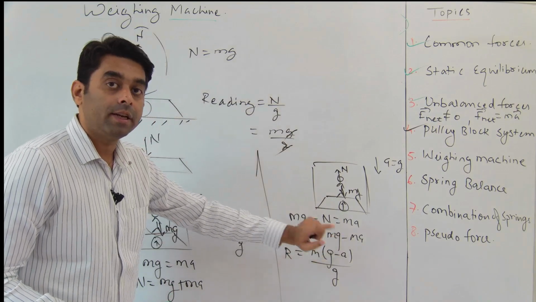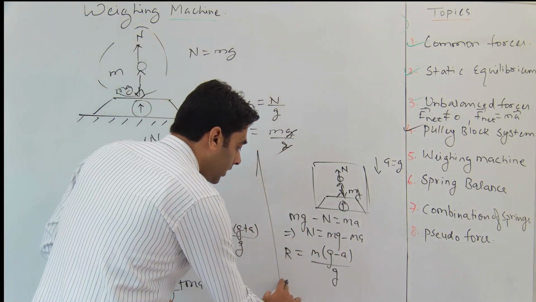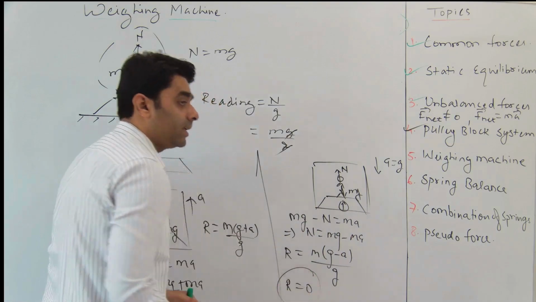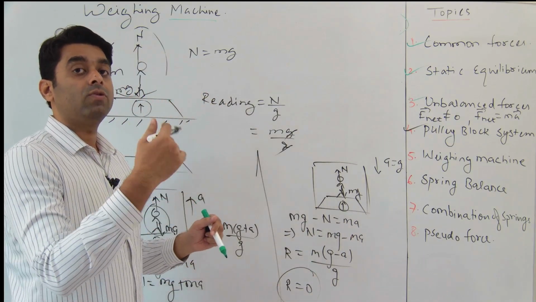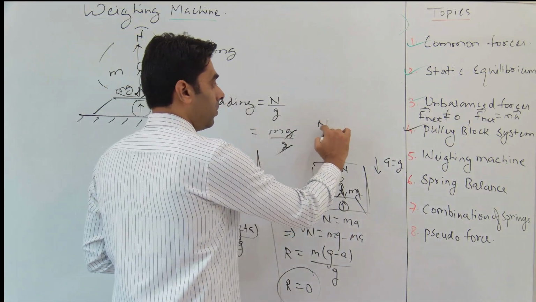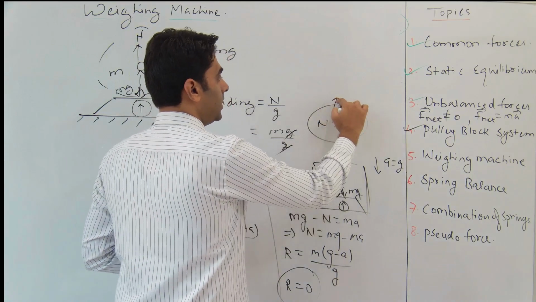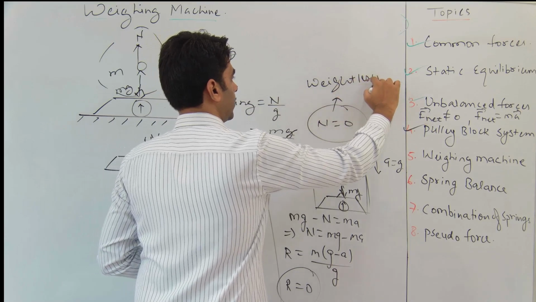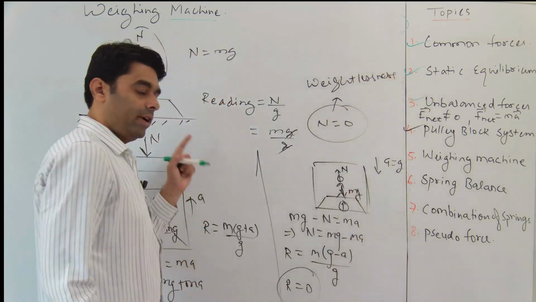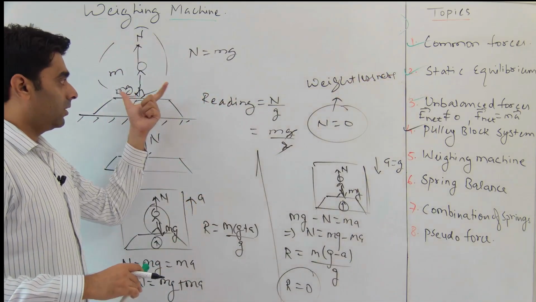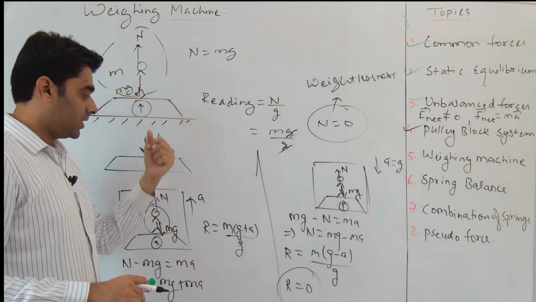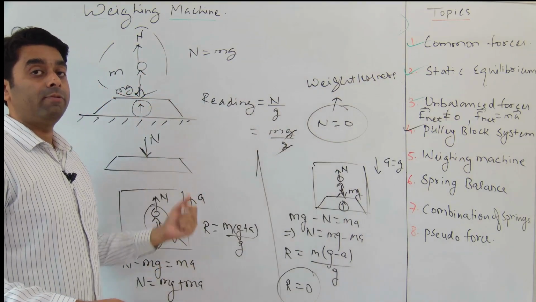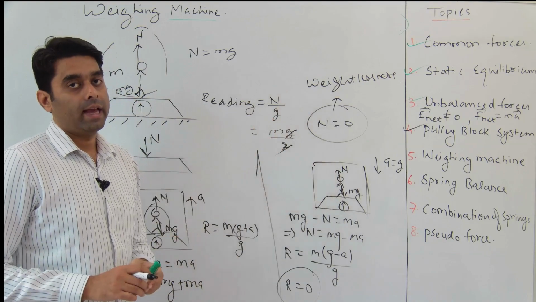If the acceleration of the lift becomes equal to g, then g minus g becomes 0. So the reading will come out to be 0. That implies this is a case of weightlessness. Whenever your normal becomes 0, this is the condition of weightlessness, right? So three different cases we have discussed: when the person is on a weighing machine which is stationary, when it is in a lift which is moving up with acceleration, and when it is moving down with acceleration.